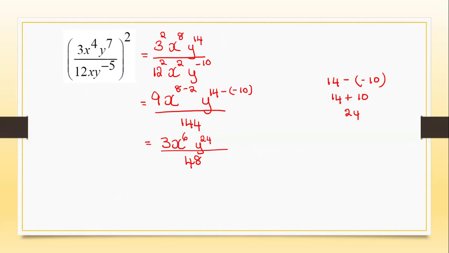We can cancel it because 9 can actually go into 144. So let's fix that. So 3 can go into 3 once. So we're left with x to the power of 6, y to the power of 24, and 3 can go into 48 16 times. I did not notice the 9 and the 144 immediately. So dividing, simplifying by 3, dividing both by 3 first, and then by another 3. So my final answer is x to the power of 6, y to the power of 24 over 16.